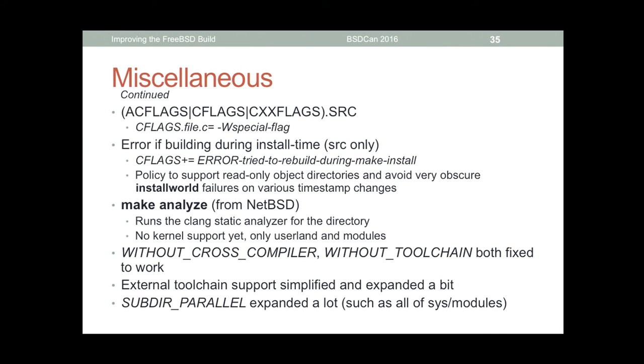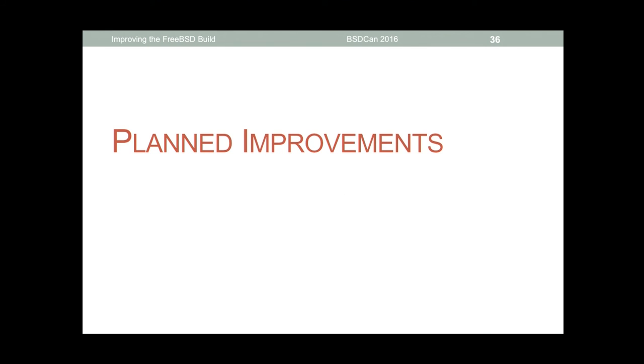I brought in make analyze from NetBSD. This works for userland and the modules. Allows you to run the Clang static analyzer. Without cross-compiler, without toolchain are now completely fixed. Those had subtle bugs. The external toolchain has been expanded a lot. Subdir parallel has been expanded a ton, so the build should generally be much faster. I'll take questions at the end.